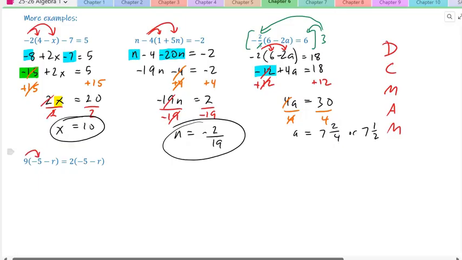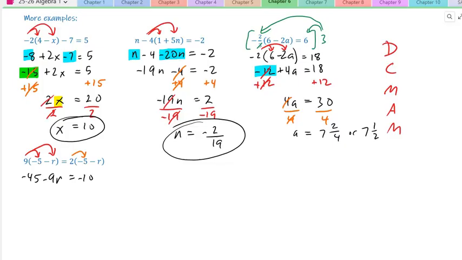So I'm going to multiply 9 times -5, and that is negative 45. Multiply 9 times negative r, that's negative 9r. And then on the other side, I have to multiply 2 times negative 5, which is negative 10. And then I multiply 2 times negative r, and that's negative 2r. Okay, now combine like terms. There are no like terms to combine.